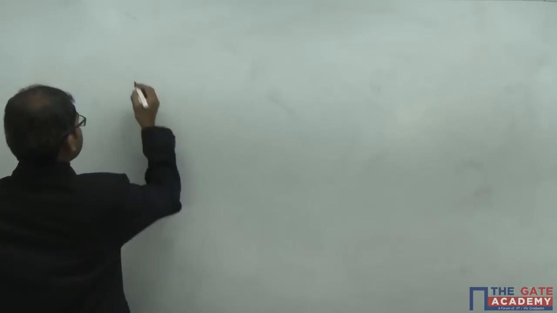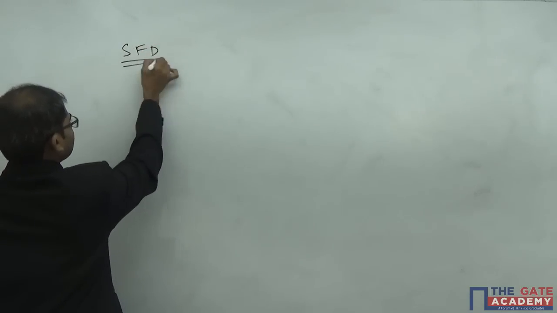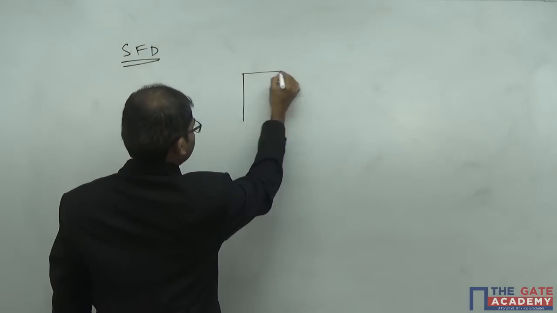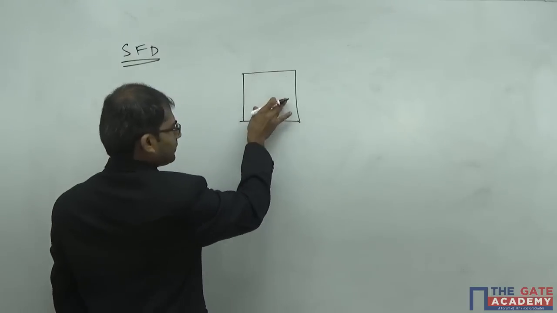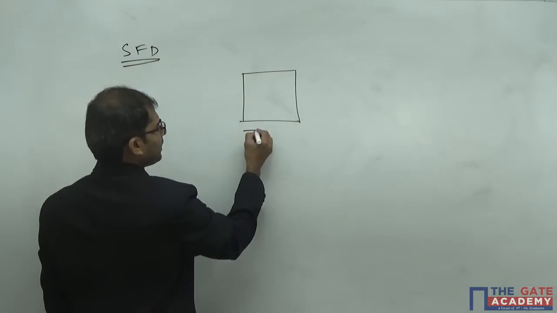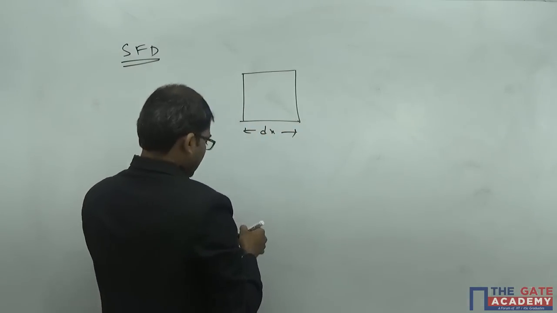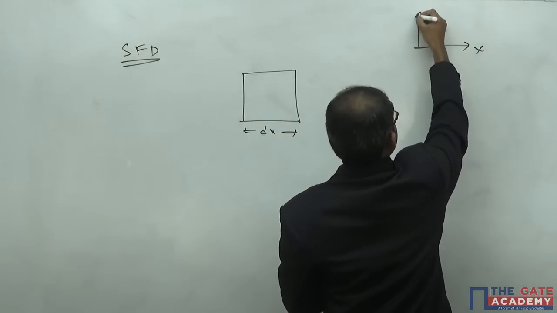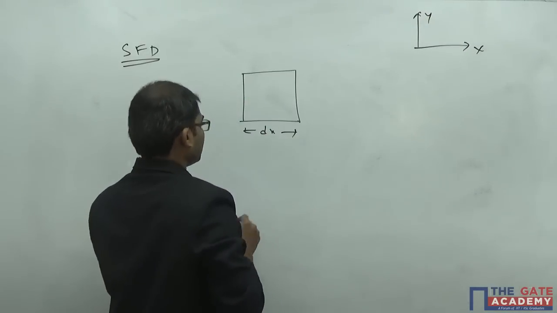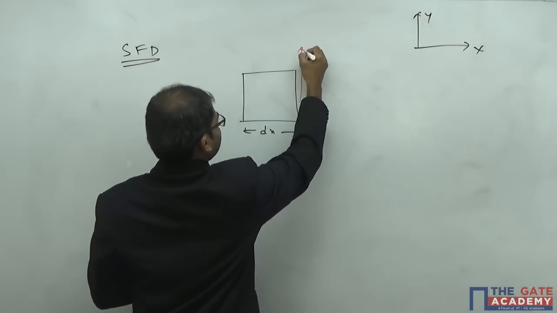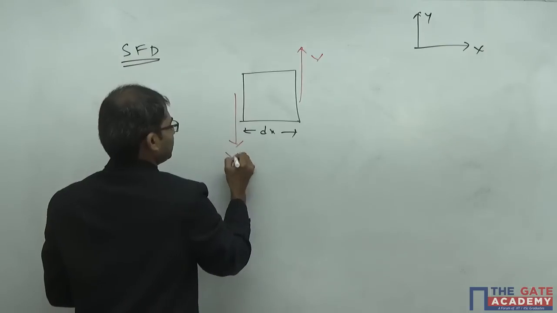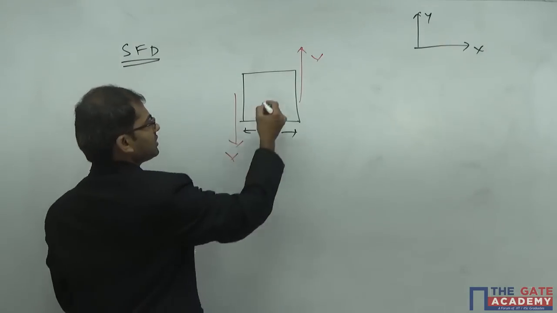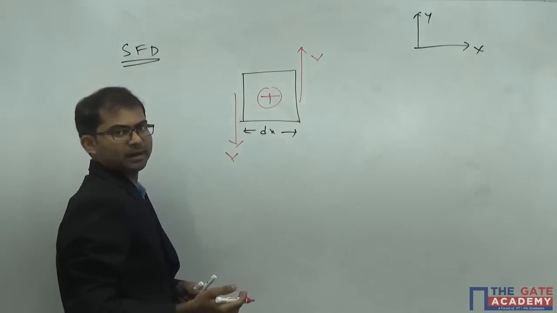So I am summarizing the sign convention for the shear force diagram and bending moment diagram here. For a shear force diagram, if you take the beam, a section of the beam having some length dx here. This is the positive x plane. If you take the coordinate system in this way, this is x and this is y here. So for shear force, upward force should be taken as positive, downward should be taken as negative. So this is the positive sign convention here. If you take the reverse, it will become the negative sign convention.